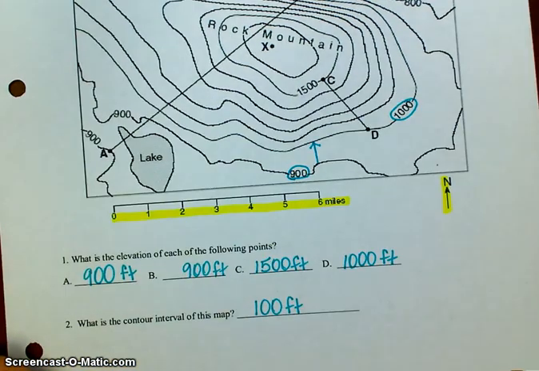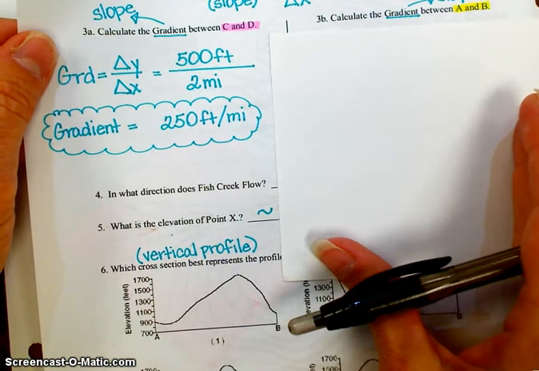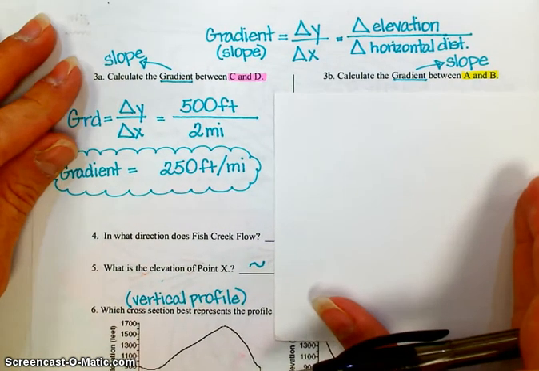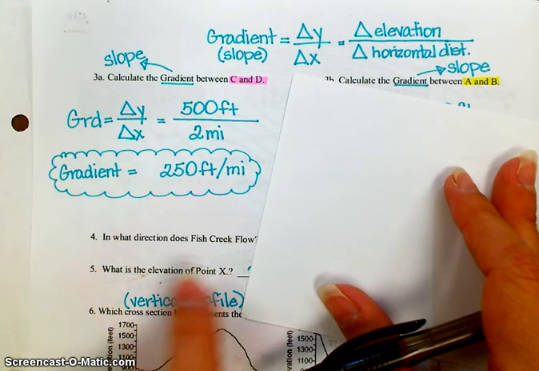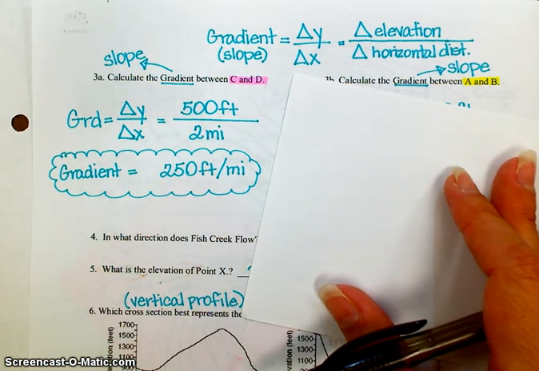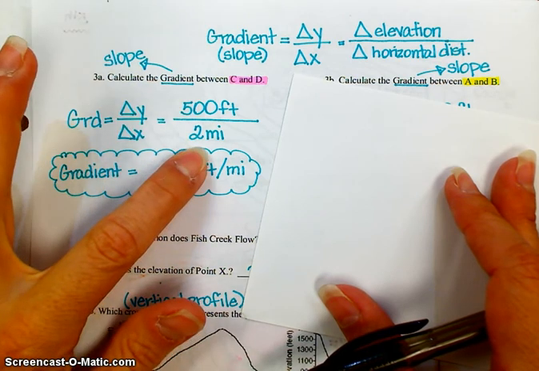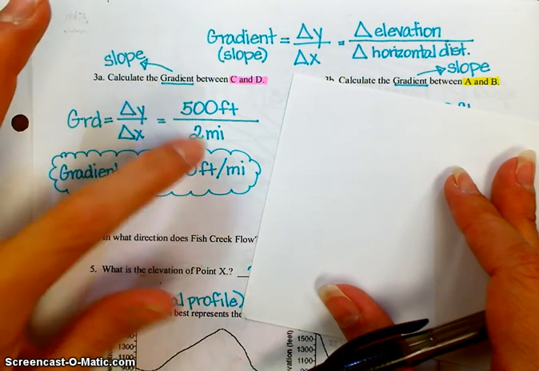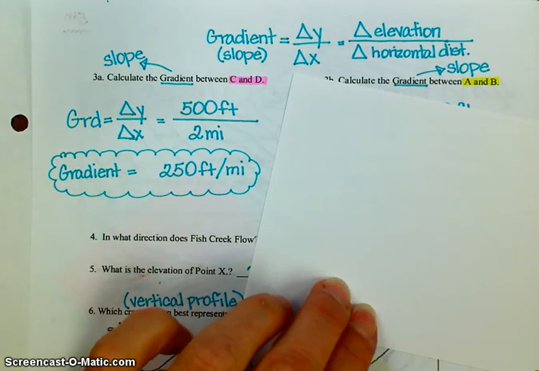So therefore, my gradient is a change of 500 feet, because it was 1,500 minus 1,000, and then the horizontal distance was 2 miles. So 500 divided by 2 gives me a gradient of 250 feet per mile.